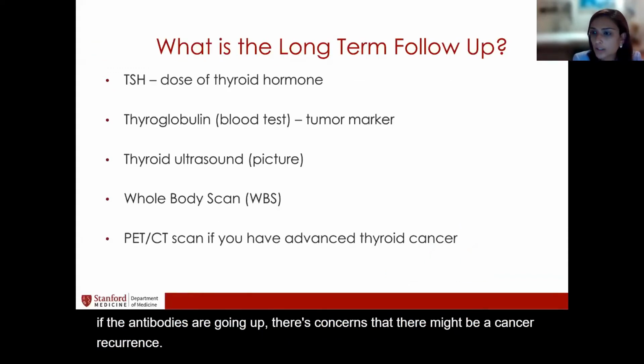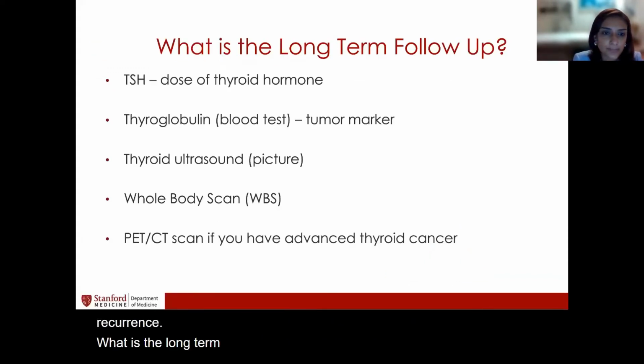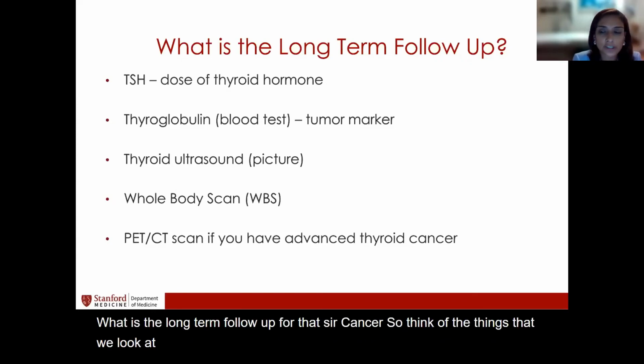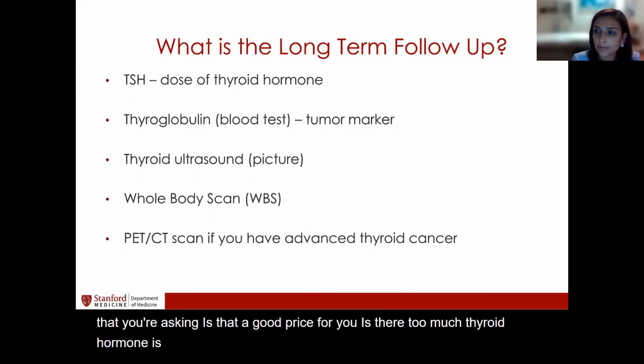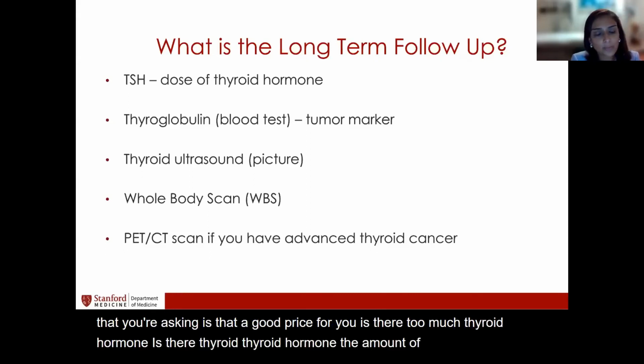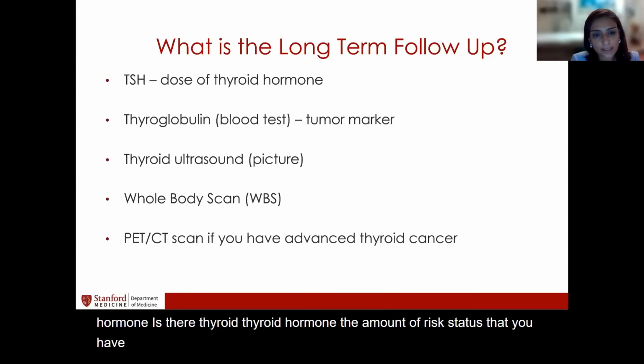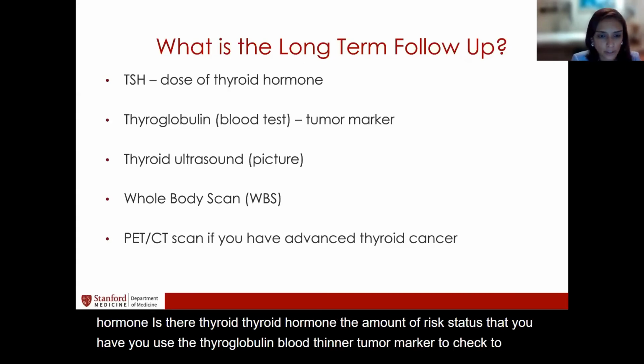What is the long-term follow-up for thyroid cancer? One of the things that we look at is the TSH, which tells us the dose of the thyroid hormone that you're taking. Is that a good dose for you? Is there too much thyroid hormone? Is there too little thyroid hormone for the amount of risk status that you have? We use the thyroglobulin blood test tumor marker to check to see if there's any cancer recurring.